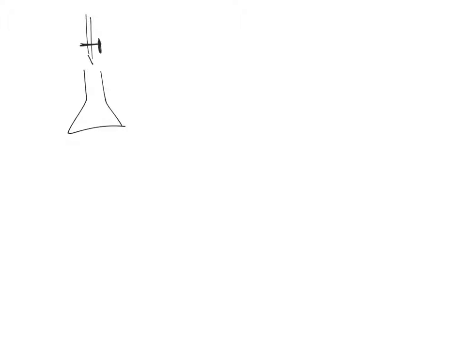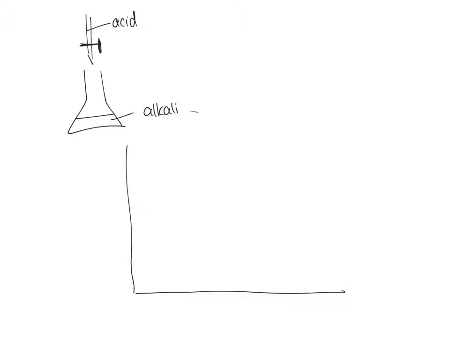Okay, so you may be asked where you've got the alkali in the conical flask and the acid in the burette. So this time your titration curve will look like this. This is actually important. Your pH is still going to be on your y-axis, but what's going to be on your x-axis now? Volume of acid added.